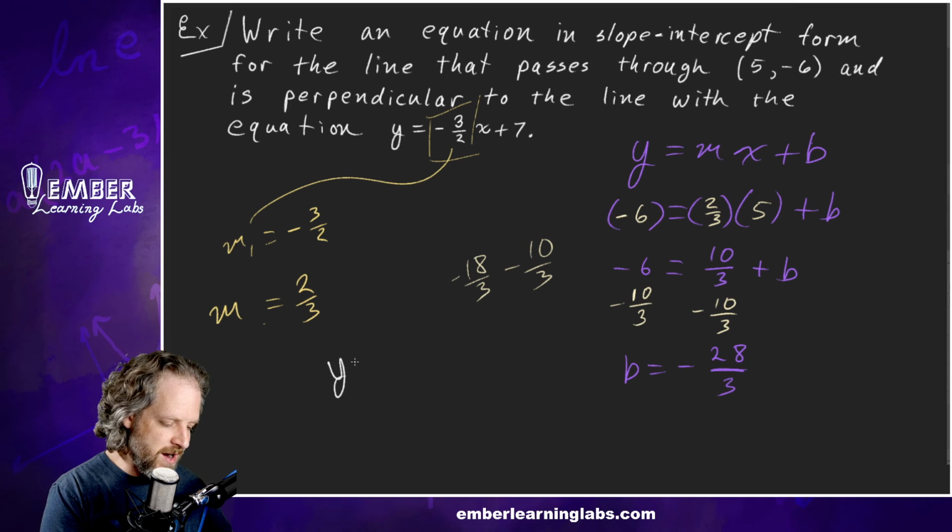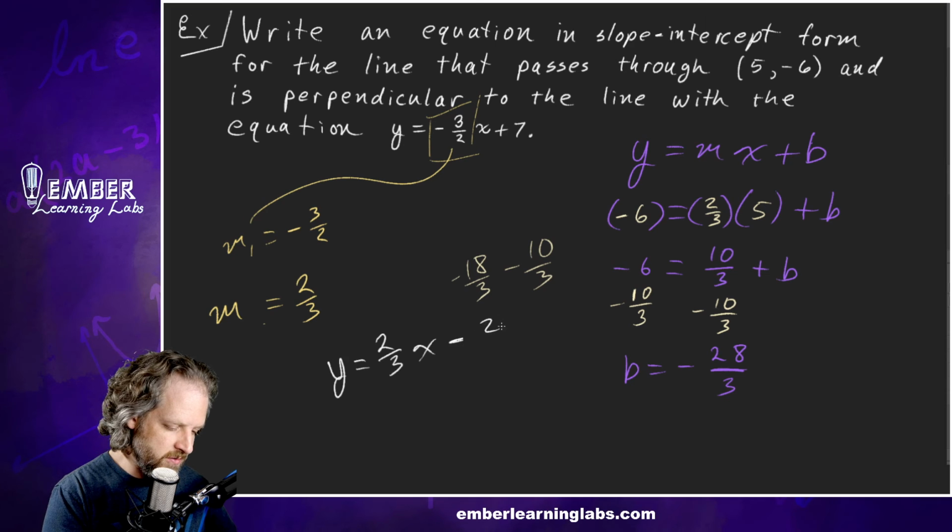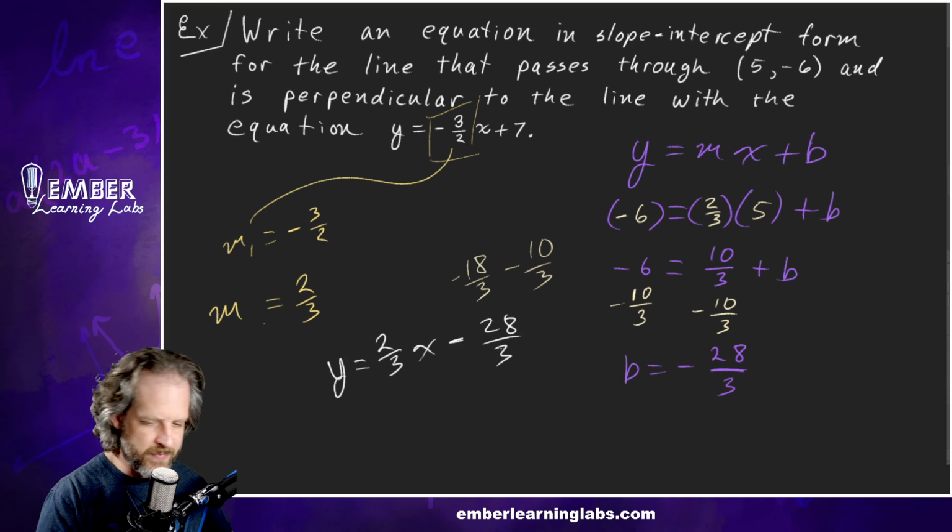So there's your answer. Our answer is y equals 2/3 x, that's our slope, minus 28/3.